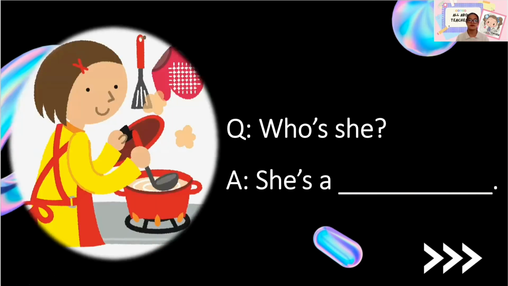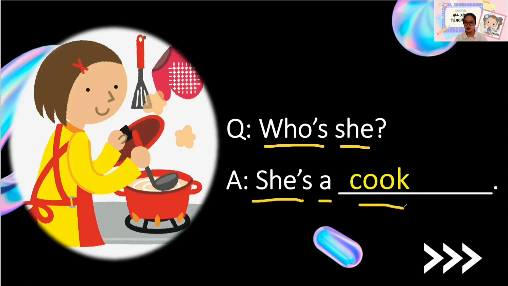How about this one? What do you think? Who do you think she is? Very good. She's a cook. Perfect. Now, let's read and say the question slowly. Everybody, let's begin here. Who's she? Perfect. And the answer is, she is a cook.